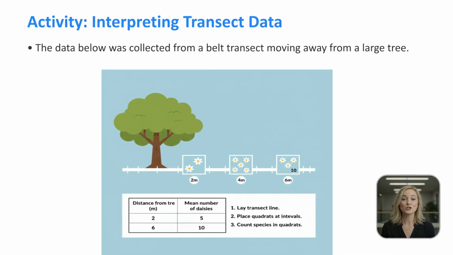In this activity, we interpret transect data collected from a belt transect moving away from a large tree. The data shows the mean number of daisies at 2 meters and 6 meters intervals.